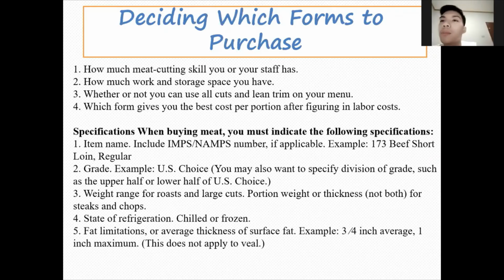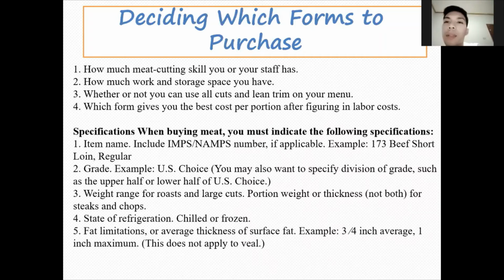Deciding which forms to purchase. How much meat cutting skill you or your staff has. How much work and storage space you have. Whether or not you can use all cuts and lean trim on your menu. Which form gives you the best cost per portion after figuring in labor cost.